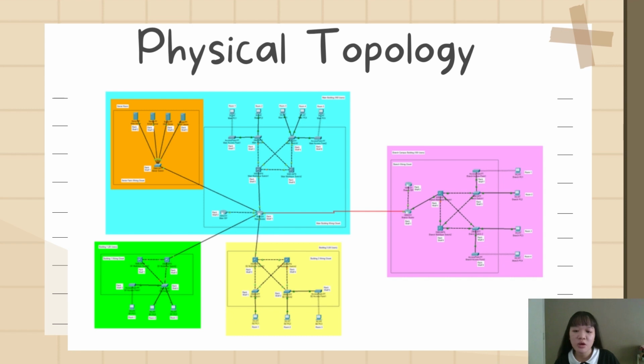In addition, the personal computers PC1, PC2, PC3, PC4, and PC5 are placed in room 1, room 2, room 3, room 4, and room 5 respectively. Then the server farm wiring closets and main building wiring closets are placed inside the main building.